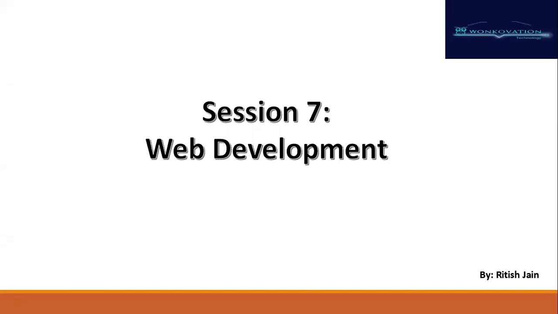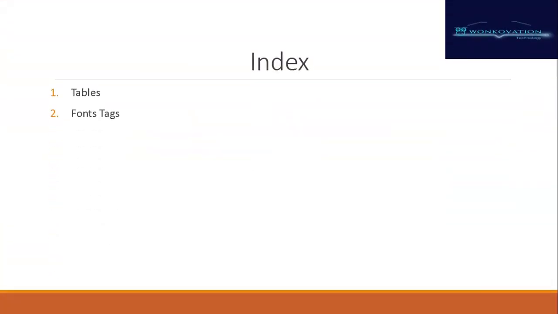Hello to all. Today's web development session 7, we are going to discuss tables and font tags. In this, we are going to cover the tables. Tables are rows and columns. The set of rows and columns makes a cell-like structure, which is known as a table. Then we are going to discuss the font tag also.